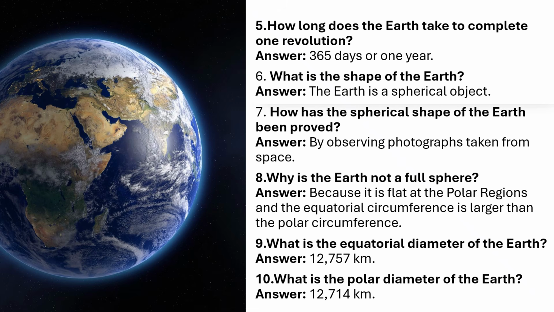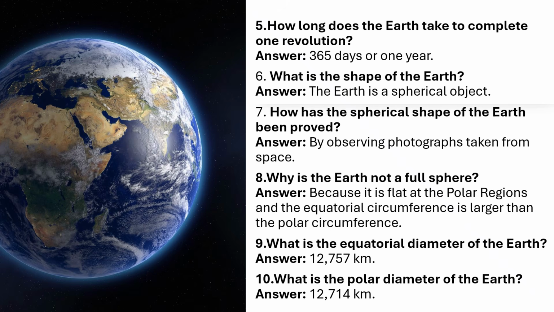How has the spherical shape of the Earth been proved? By observing photographs taken from space. Why is the Earth not a full sphere? Because it is flat at the polar regions and the equatorial circumference is larger than the polar circumference.